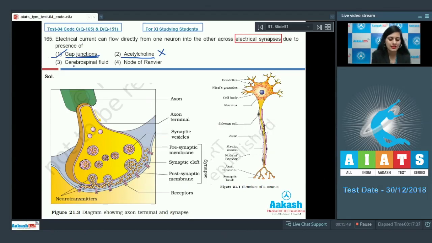The next option given is cerebrospinal fluid, and this is an incorrect option. Cerebrospinal fluid is present in the brain and spinal cord and not at the synaptic cleft. The neuromuscular junction is filled with extracellular fluid and not with cerebrospinal fluid. The last option given is nodes of Ranvier, and this is an incorrect option. These nodes of Ranvier are present at the axonal region and not at the region of the synapse. So the correct answer to this question is option number 1. Let's discuss our next question.